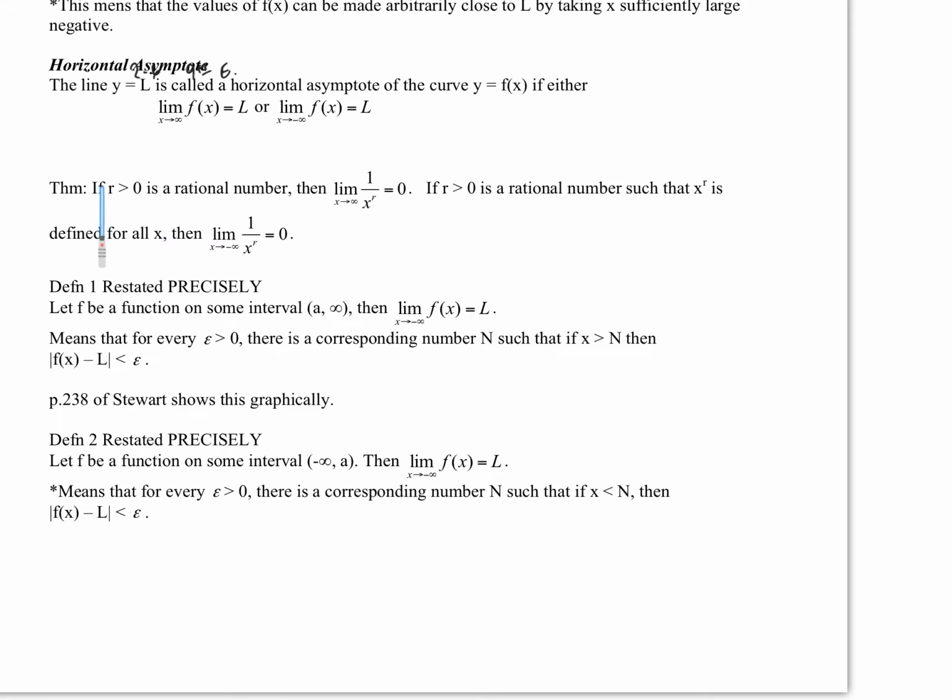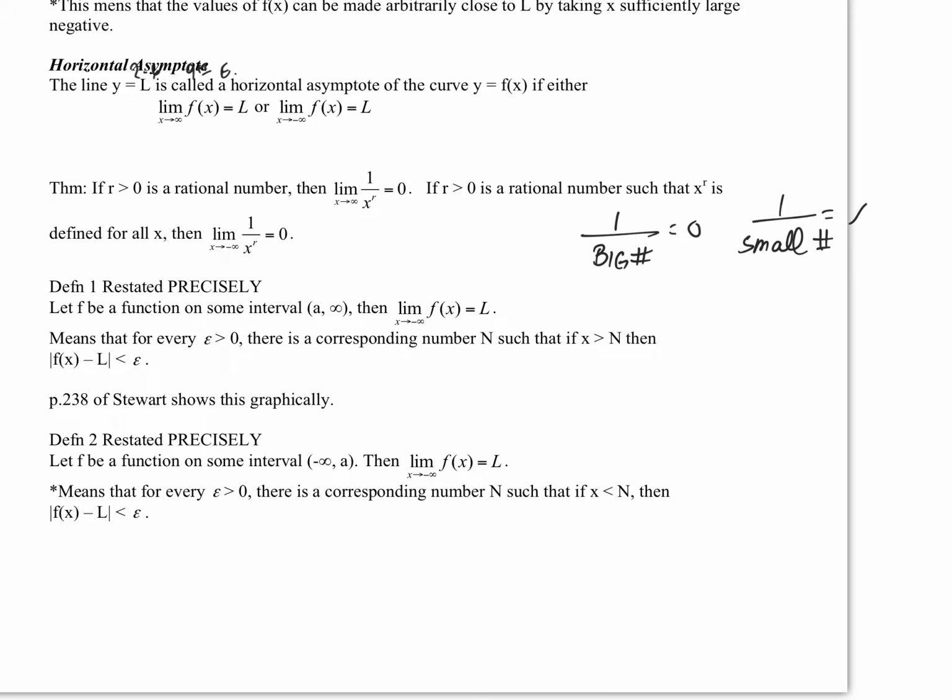Over here, if r is greater than 0 is a rational number, then the limit as x goes to infinity of 1 over x to the r is 0. If r is greater than 0, a rational number such that x to the r is defined for all x, then the limit as x goes to negative infinity of 1 over x to the r power is 0. So basically, it's what we've talked about before. If you have 1 over a very big number, you're going to get close to 0.